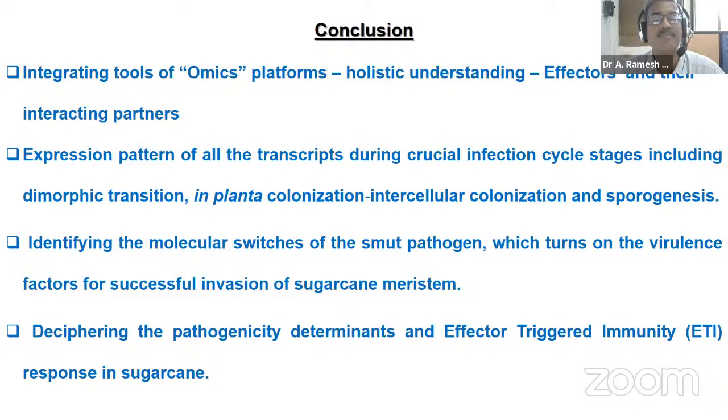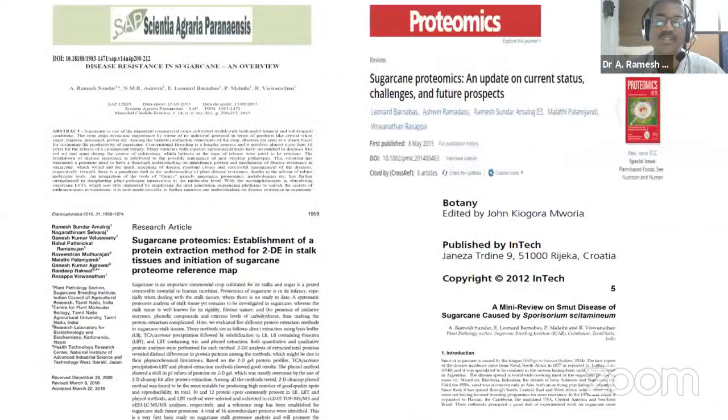And of course, the expression pattern of all the transcripts during the crucial infection stage, which would help us understand better about the dimorphic transition, or what is happening between the transition from a non-infective haploid sporidia to an infective dikaryotic mycelium. This way we could identify the molecular switches that are responsible for turning on the virulence of the smut pathogen during its infection of the sugarcane meristem. And finally, we dream to end up with engineering the effector-triggered immunity response in sugarcane against the smut pathogen.